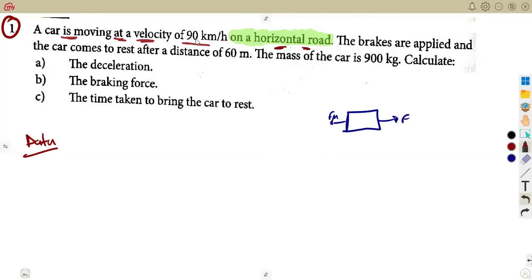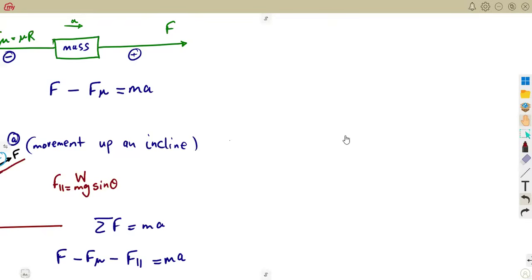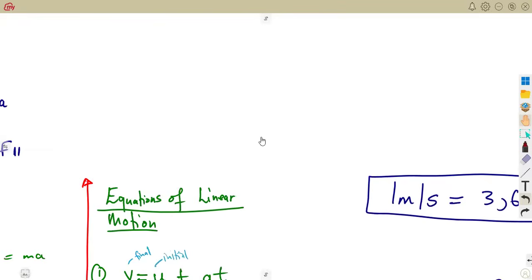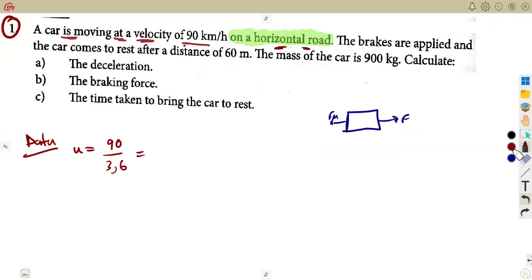So according to our information, it is a horizontal road, remember? Initially it is moving at this, that is your initial velocity, 90 kilometers per hour. Remember, divide by what? 3.6. 1 meter per second, like I was explaining, is equal to what? 3.6. So you simply have to divide. So it is 90 over 3.6, and that is your condition of the question. This is going to give us 25, so that's 25 meters per second.